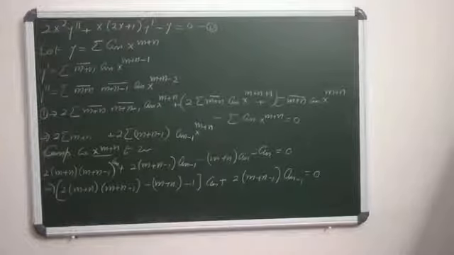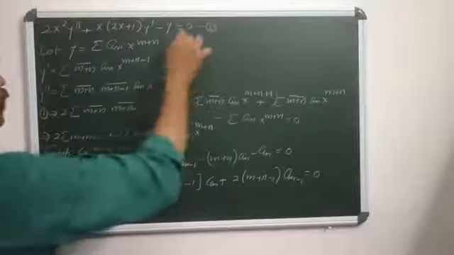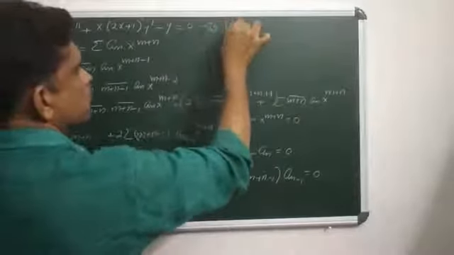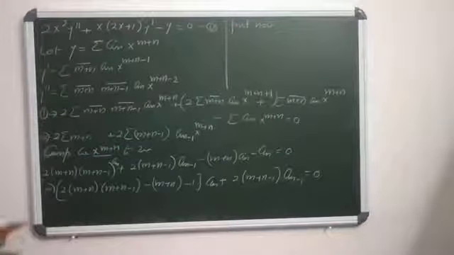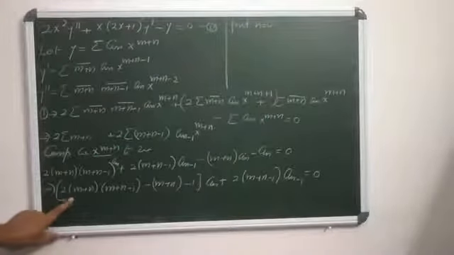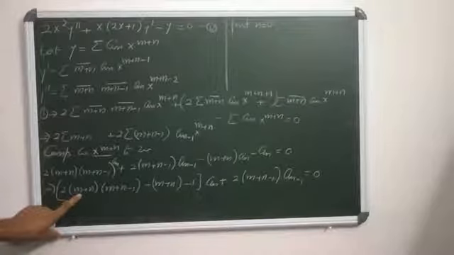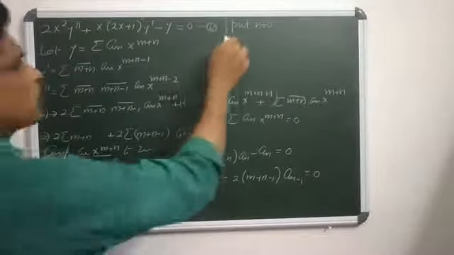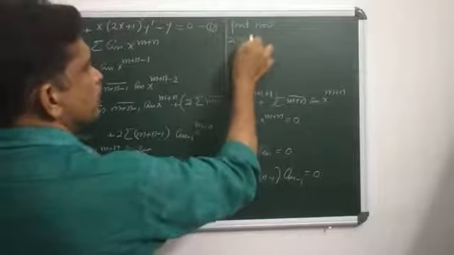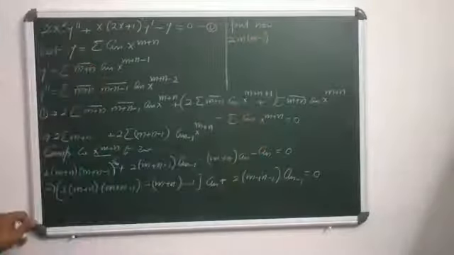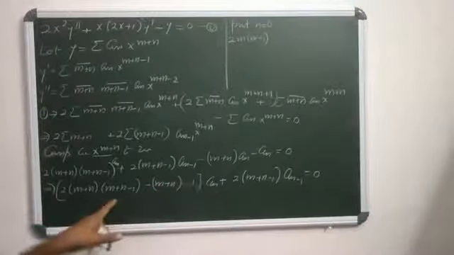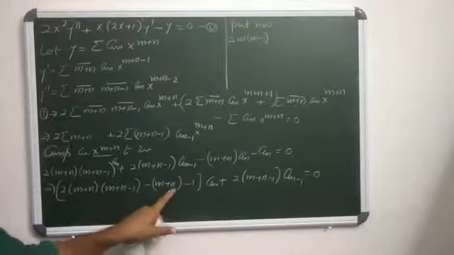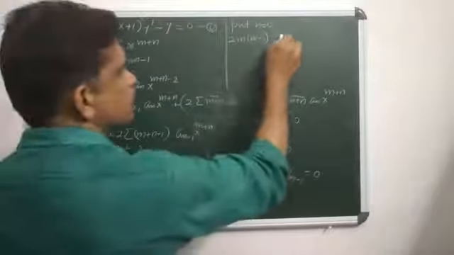Clear? Okay. So, when n equals 0, what do you get? Put n equals 0 in this equation. What do you get? 2 into, here it is m, here it is m minus 1. So it is 2 m(m-1) into a naught, then minus m minus 1.